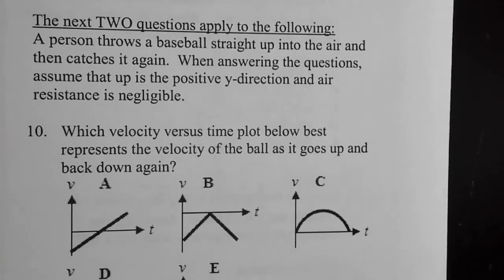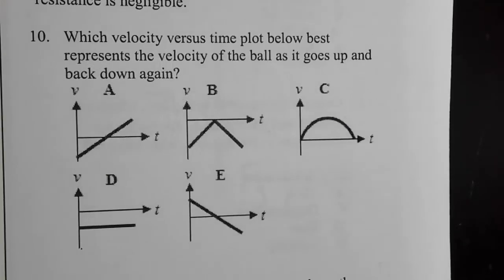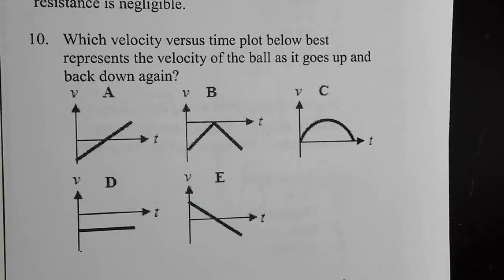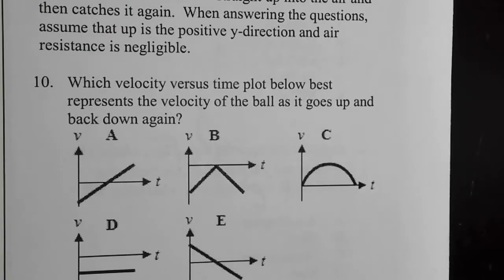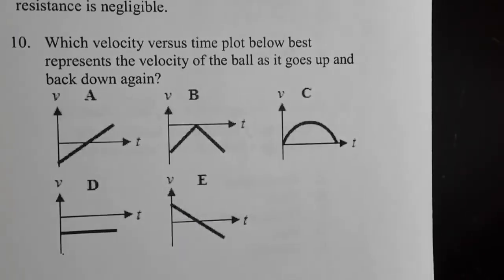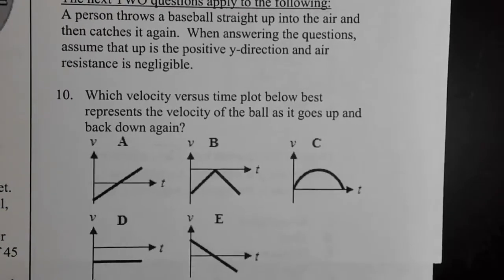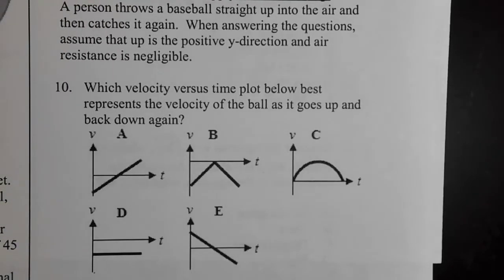A person throws a ball straight up into the air and then catches it. While answering the questions, assume that up is the positive y direction and air resistance is negligible. The first question is, which velocity versus time plot below best represents the velocity of the ball as it goes up and comes back down? So it's a bit of a review. Let me zoom out so you can see both of these things.